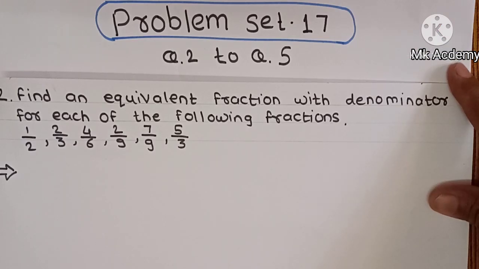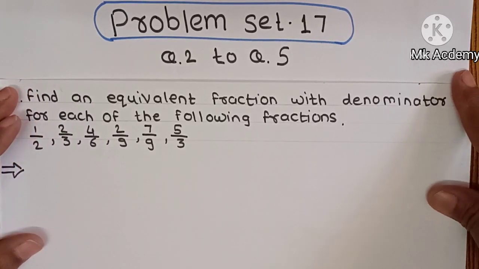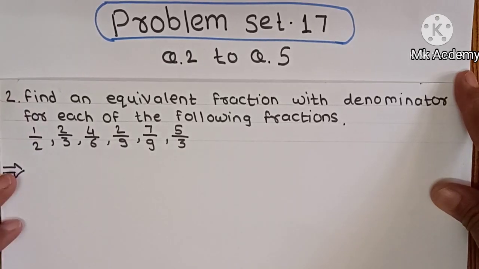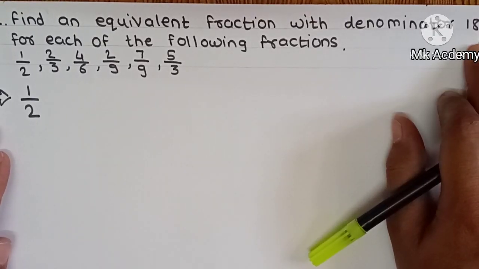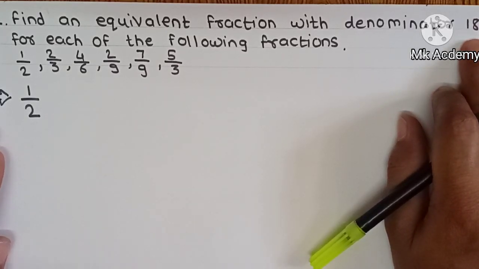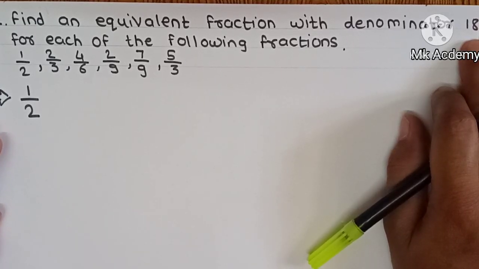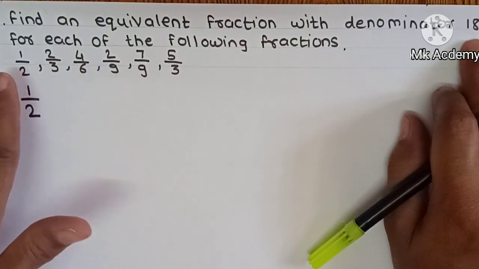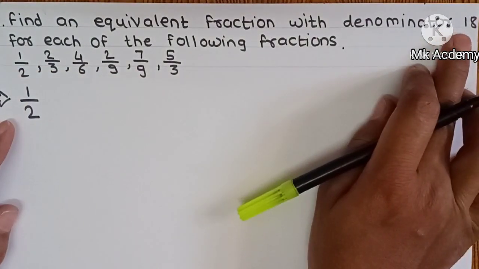Hello friends, today we solve question number 2 to question number 5 of problem set 17. Let's see question number 2. Find an equivalent fraction with denominator 18 for each of the following fractions. Now see, we have to find out the equivalent fraction of these fractions with denominator 18.